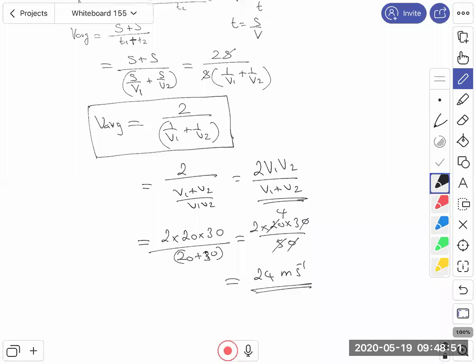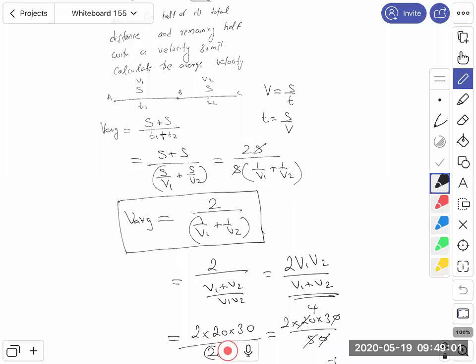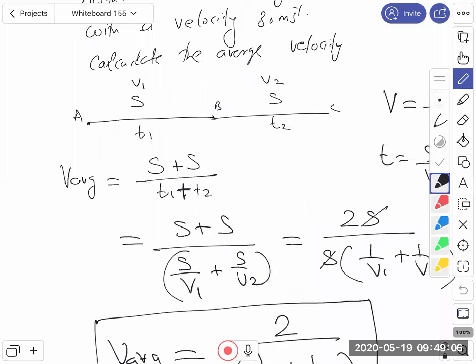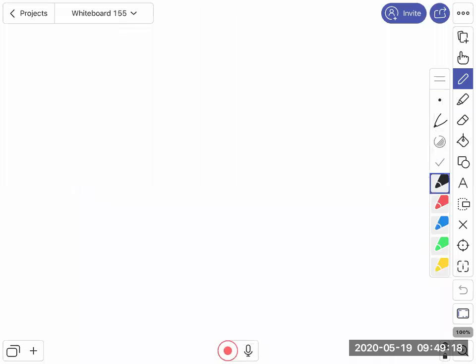Sir, hello? Sir, it is given that half of the total distance it has traveled at 20 meters per second. Yes. So if the total distance is s, half of it will be s by 2. Yeah, I took total distance as 2s, so half is s and s. Okay, sir. So you can do it in that way also, it will not make any difference. If you're taking total distance as s, then half of this is s by 2, half of this is s by 2. And time we will write t1 and t2.